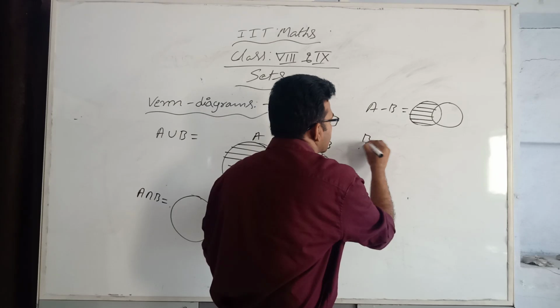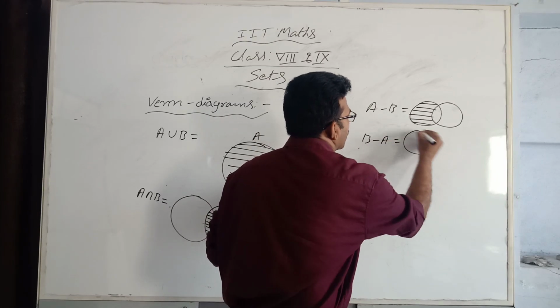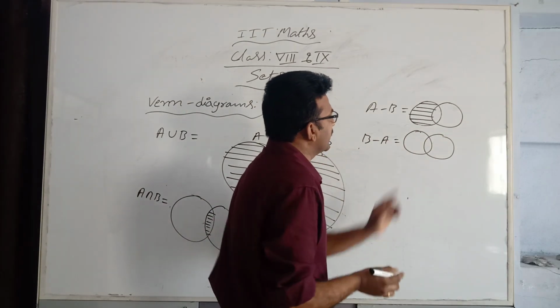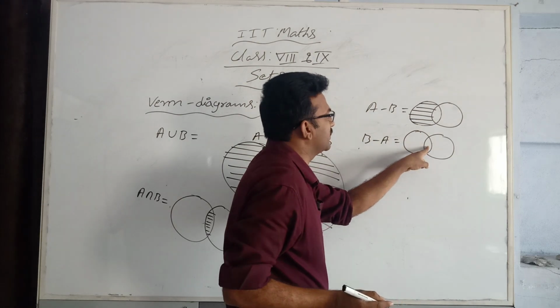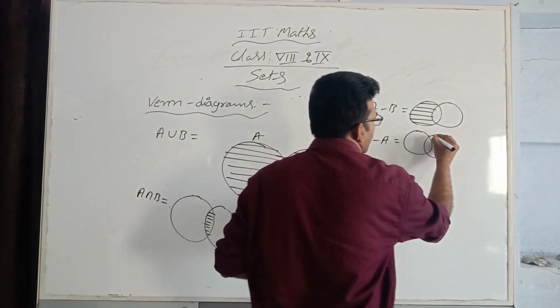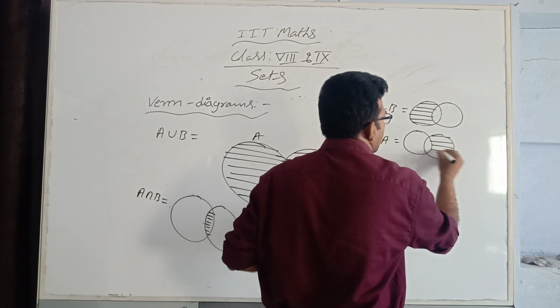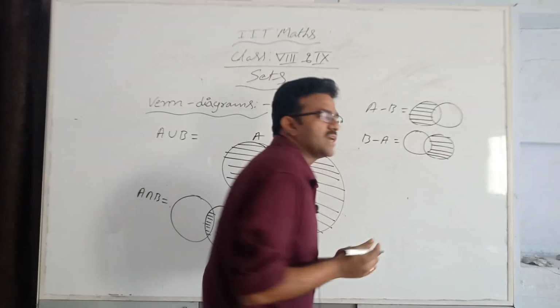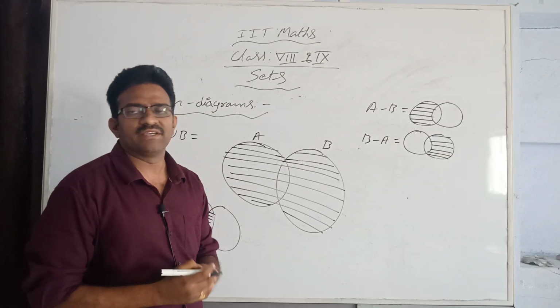Next, B minus A. We are removing A and common part of the A and B. Then we are going to get B minus A. These are the Venn diagrams for the sets.